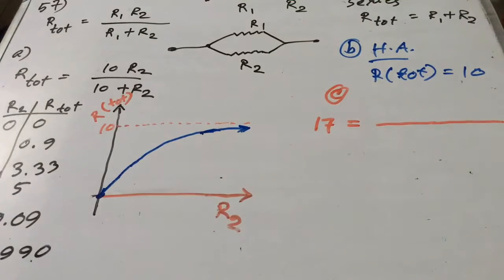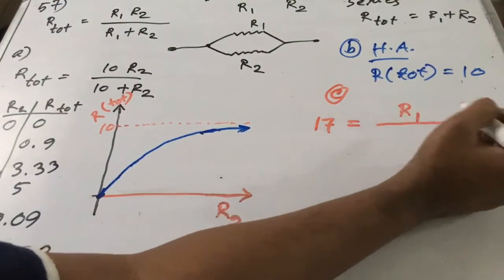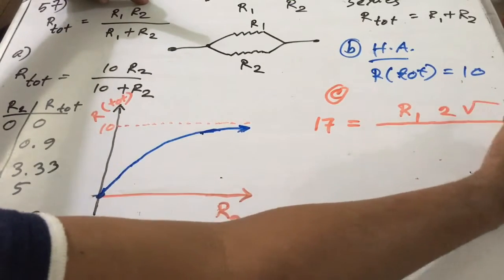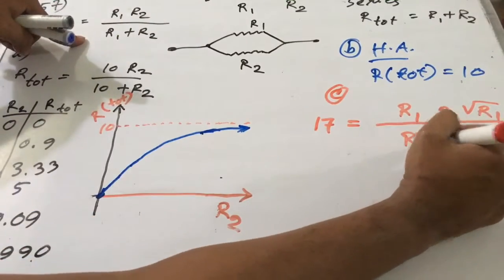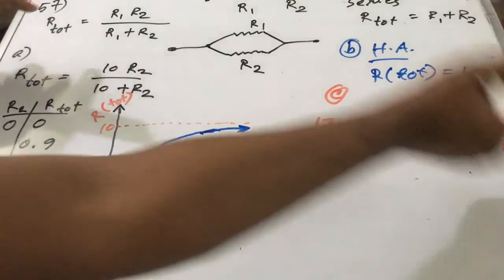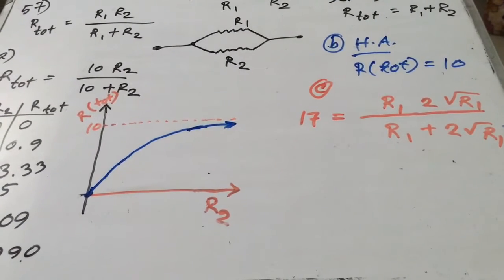Then what they said, R2 equals 2 root R1. So R1 will remain the same, and the value of R2 is given as 2 root of R1. So their question is, what will be the value of R1 here? Can you see this? I don't think you can see it.